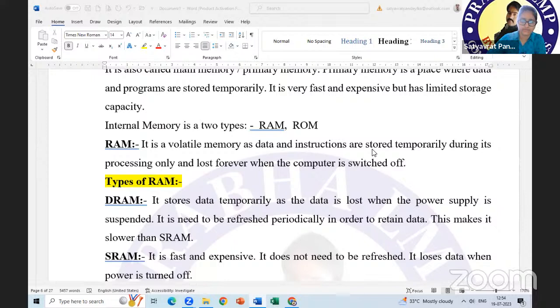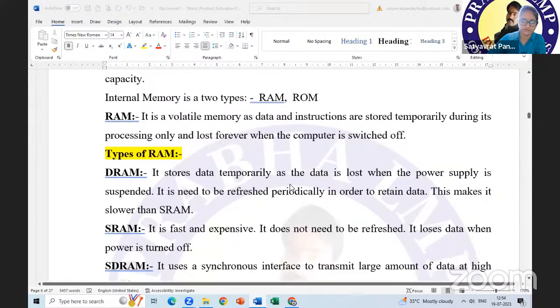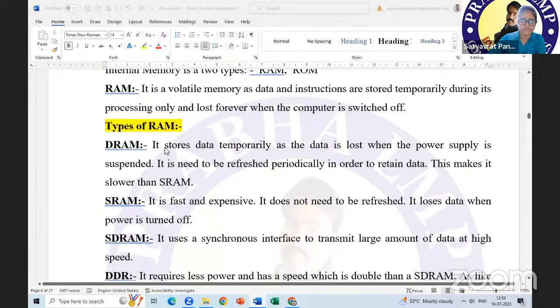RAM is a volatile memory, as data and instructions are stored temporarily during its processing only and lost forever when the computer is switched off. Types of RAM. DRAM. It stores data temporarily as the data is lost when the power is suspended. It needs to be refreshed periodically in order to retain data. This makes it slower than SRAM.